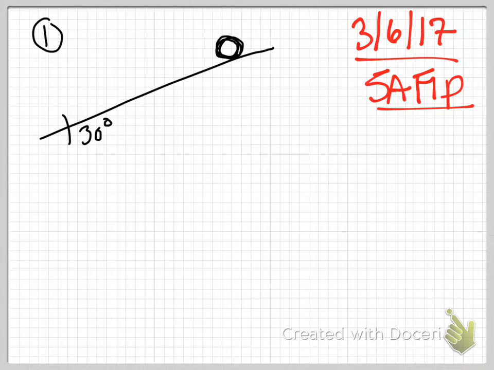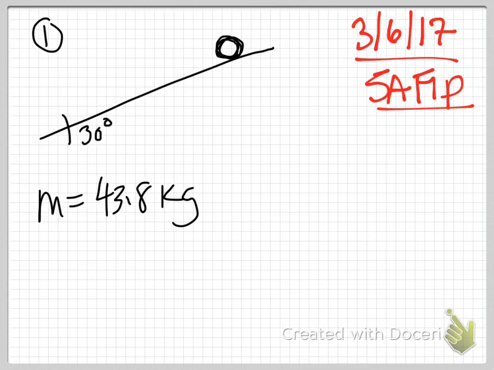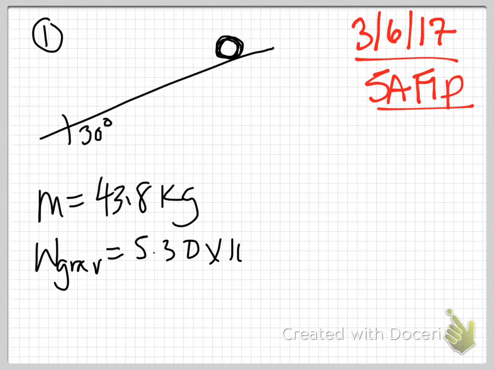So we have a rock on a hill, and the hill's at a 30-degree angle. The rock has a mass of 43.8 kilograms, and we are told that the work done by gravity is equal to 5.30 times 10 to the 4th joules. What we want to know is how far the rock rolls. What's the distance?